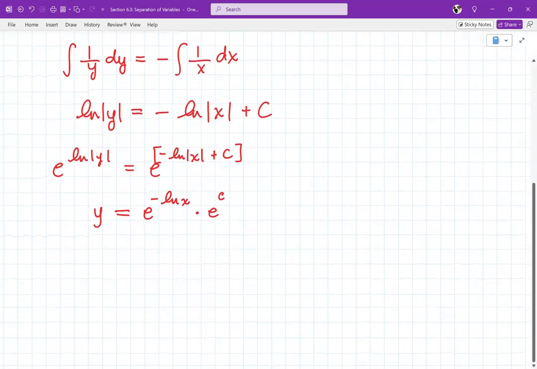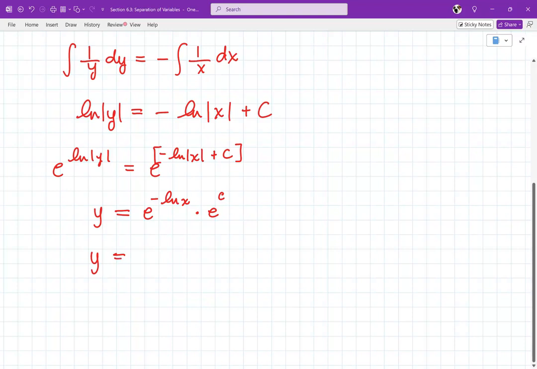So I have y equal to, now e to the c, a constant to a constant power is a constant. I don't know what it is, but it's still a constant. So I'm just going to write big C here, e to the negative ln of x. Now this usually is a good answer for your general solution. They're not going to get you in trouble. You're going to earn a total of 4 points here.